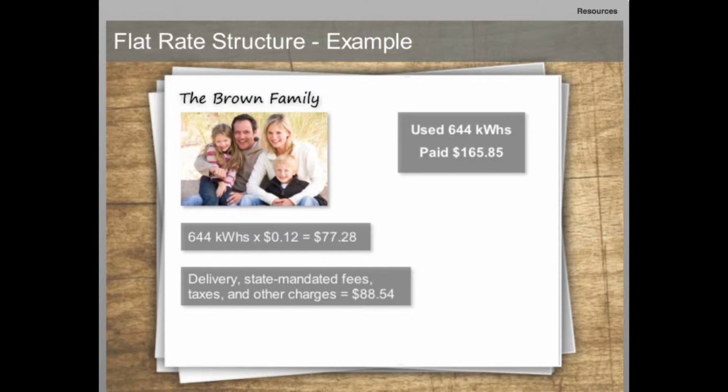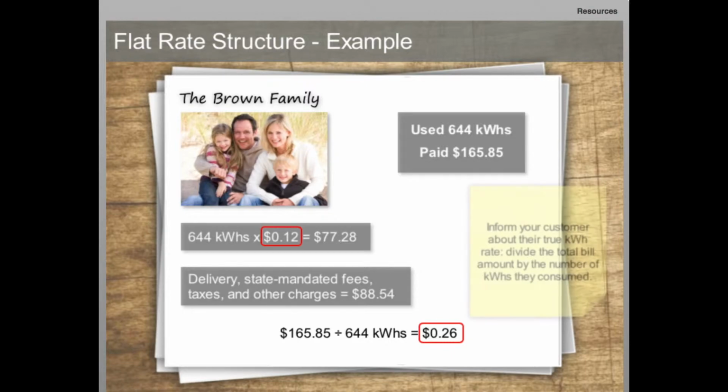They also paid for delivery costs, state-mandated fees, taxes, and other charges that added up to more than half of their bill. So they actually paid 26 cents for each kilowatt hour they consumed. That's more than double the kilowatt hour rate the bill listed. That's the point you'll want to drive home when talking to your customers about what they actually pay for electricity.